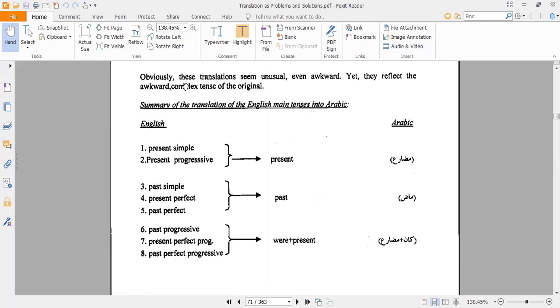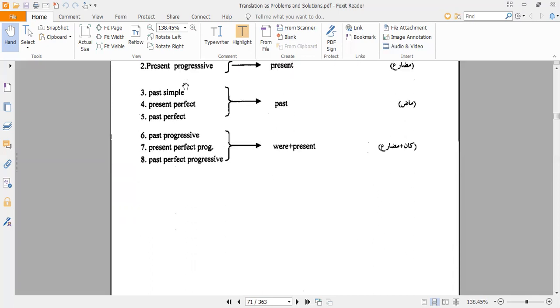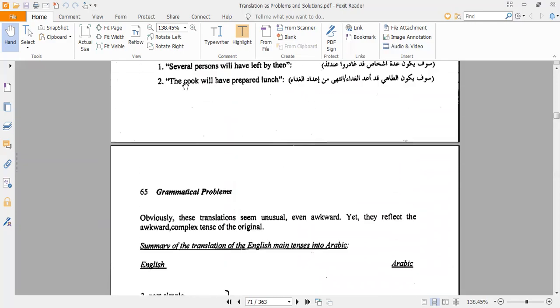in a nutshell, present simple and present progressive, both tenses can be rendered as present simple. Then past simple, present perfect, past perfect: the three tenses can be rendered as past. Then past progressive, present perfect progressive, and past perfect progressive: the three tenses can be rendered as kana plus present, أو كان زائد الفعل المضارع.